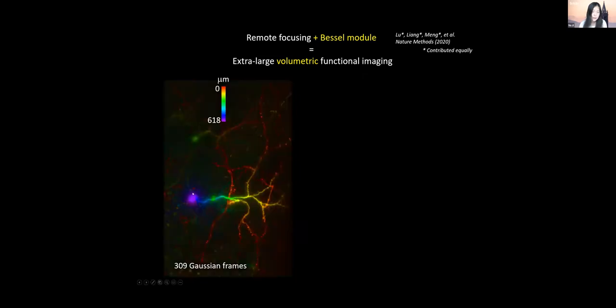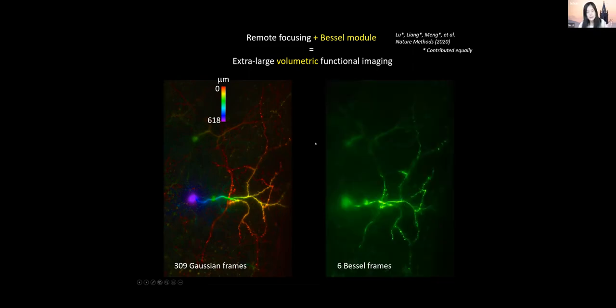So here we are looking at a neuron whose cell body is at 600 micron and extending all the way to the surface of the mouse brain. With a conventional two-photon microscope, it requires imaging more than 300 frames in order to cover this volume. But with this basal beam approach, we only need to scan this 100 micron long basal beam 6 times in order to cover the same volume.